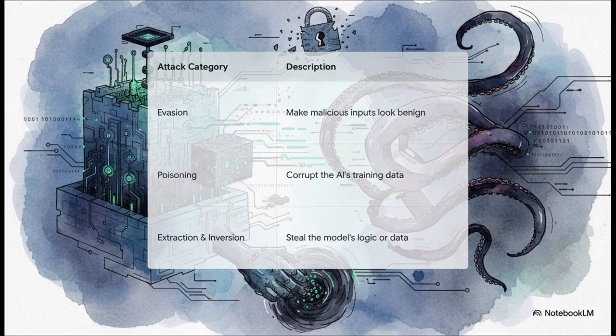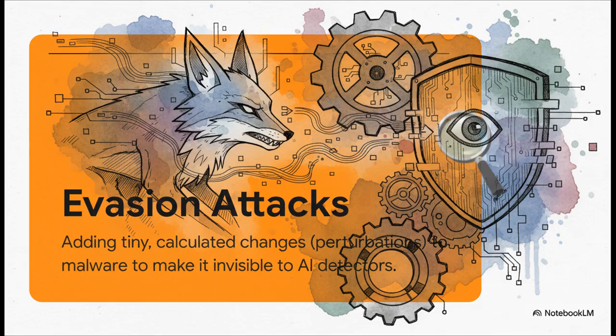So here's the attacker's playbook, in a nutshell. First, you've got evasion. That's all about disguise, making a malicious file look harmless when the AI scans it. Then there's poisoning. That's pure sabotage. You corrupt the AI while it's still learning, so it has a built-in blind spot later on. And finally, extraction. That's espionage, tricking the AI into giving up its own secrets or, even worse, the private data it was trained on. So let's start with evasion, which is really the art of digital camouflage.